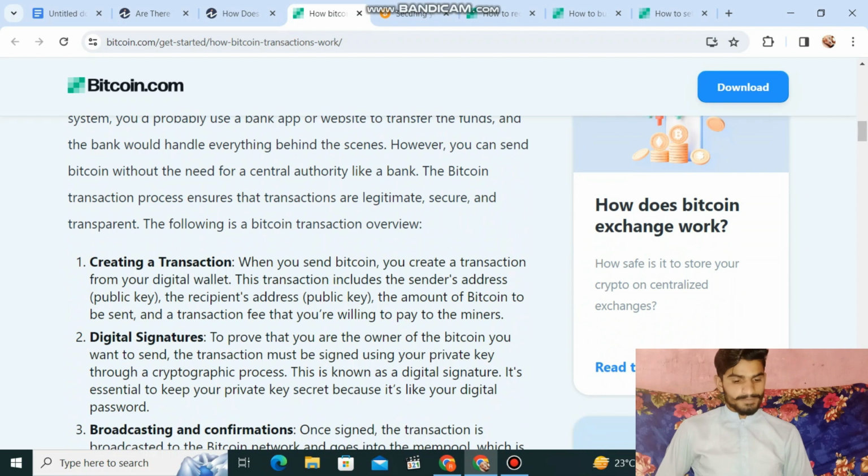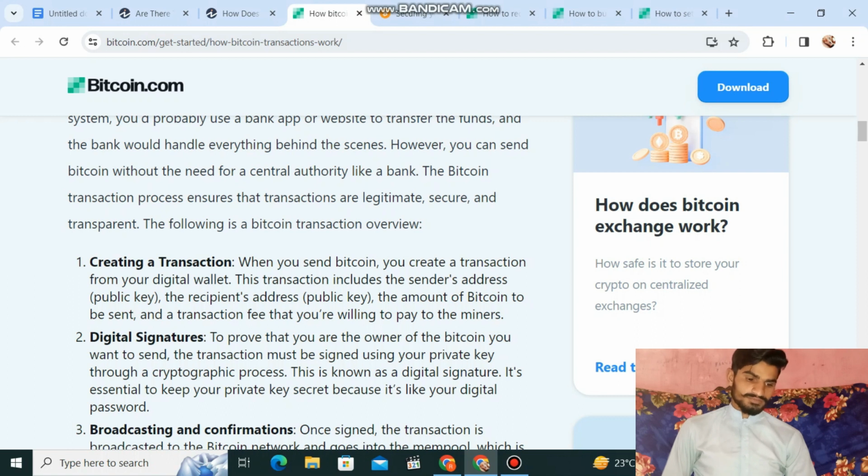Creating a transaction. When you send Bitcoin, you create a transaction from your digital wallet. This transaction includes the sender address, public key, the recipient address, public key, the amount of Bitcoin to be sent, and the transaction fee that you are willing to pay to the miners.